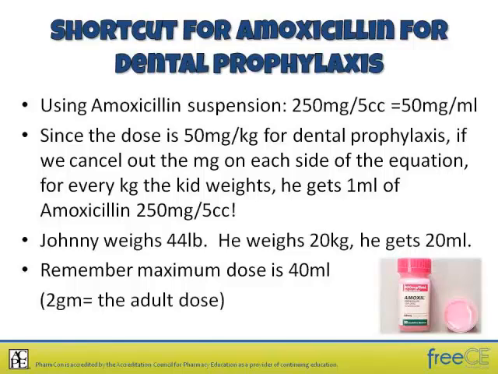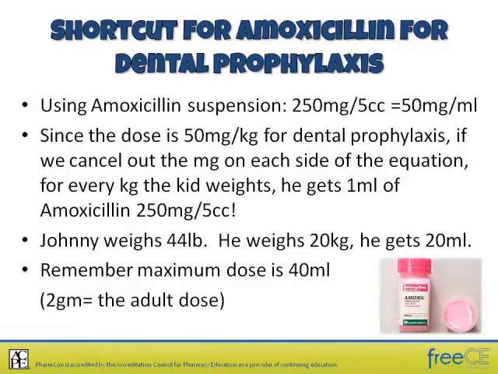When we use amoxicillin suspension, most commonly we use the 250 milligram per 5 cc. And I was once told, don't think of it as 250 per 5, think of it as 50 per milliliter. Since the dose is 50 milligrams per kilogram, as we said in the previous slide for dental prophylaxis, if we get out our 8th and 9th grade algebra books, we can cancel out the milligrams on each side of the equation, and for every kilogram the kid weighs, he gets 1 milliliter of amoxicillin, 250 per 5 cc's.